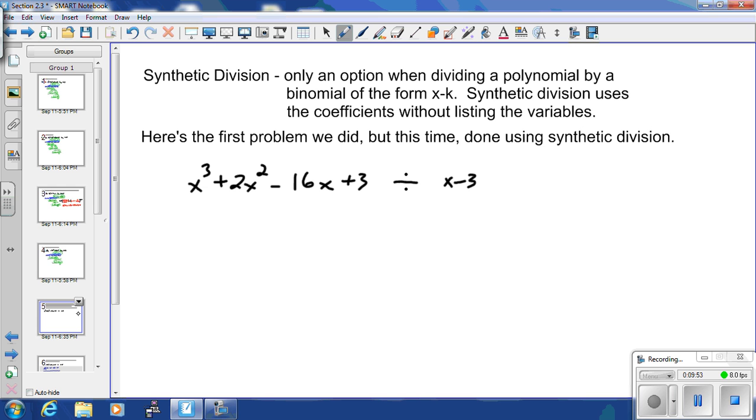Synthetic division is another way to do this division. This only works when we're dividing by x plus or x minus a number. The number we're subtracting by is going to get written inside of a box. A lot of people just think of this as, if it says minus 3, I put plus 3. If it says plus 3 over here, I put minus 3. Now we're going to divide without using the variables. All we're going to use is the coefficients, 1, 2, negative 16, and 3. Those numbers are going to get written here.